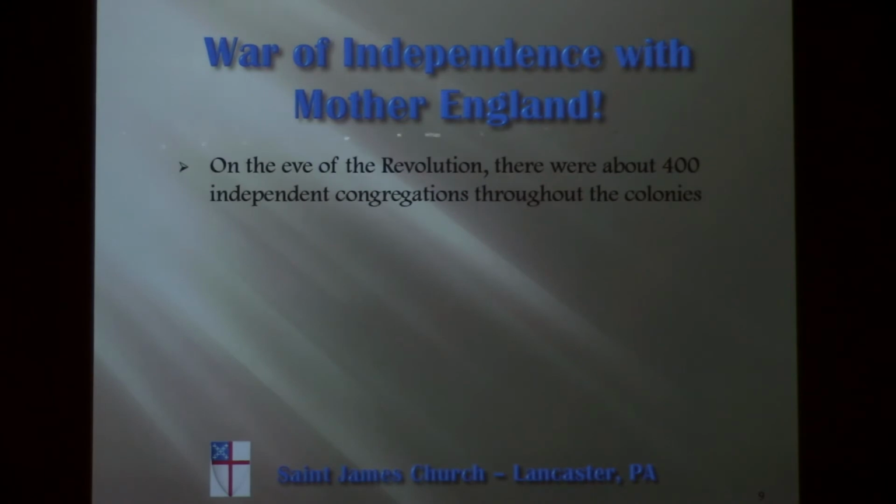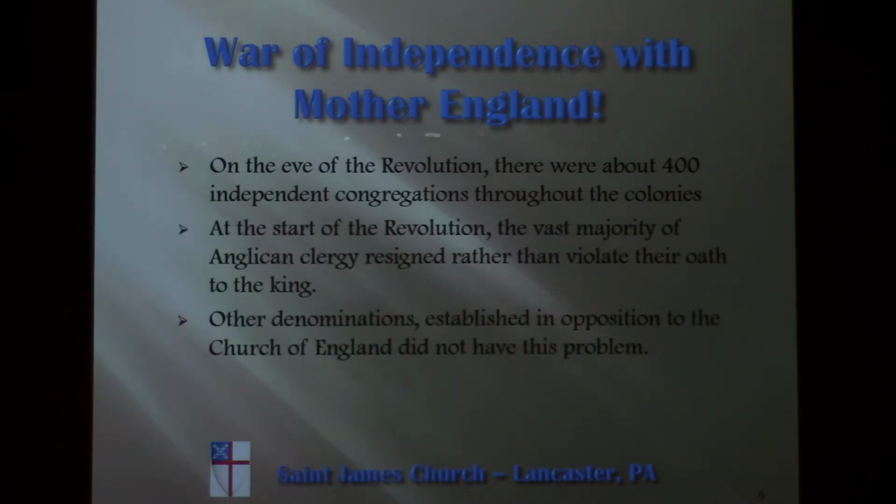So we get to that period of time, the eve of the Revolution. There's about 400 independent congregations throughout the colonies. Start of the Revolution, we have a situation that is almost like it was under Henry VIII, where the clergy had pledged allegiance not to the Pope, but to the King. And we're fighting a revolution to get away from the King. So that puts the Anglican clergy in a rather difficult position. They either have to violate their oath, or they have to stop doing what they're doing.